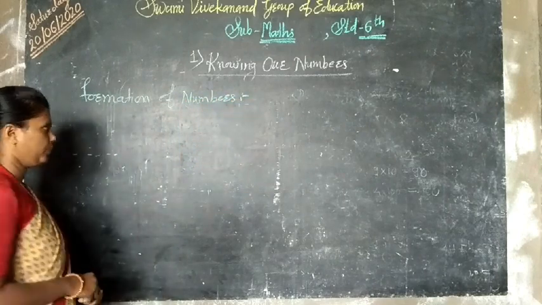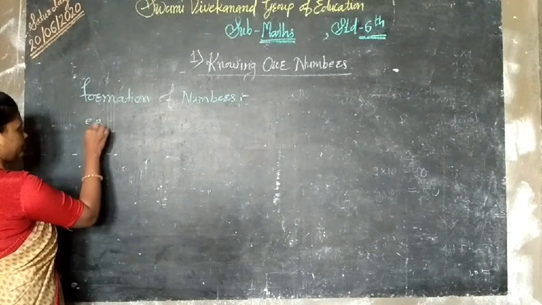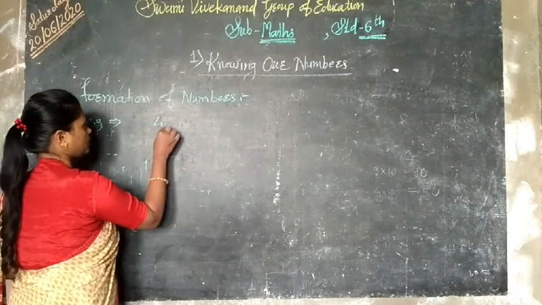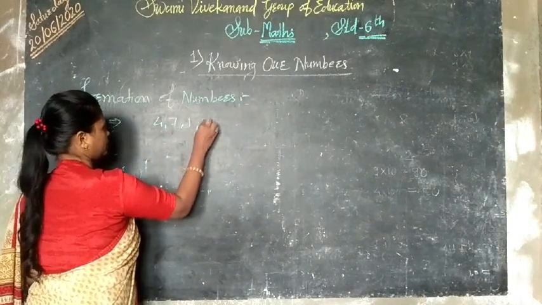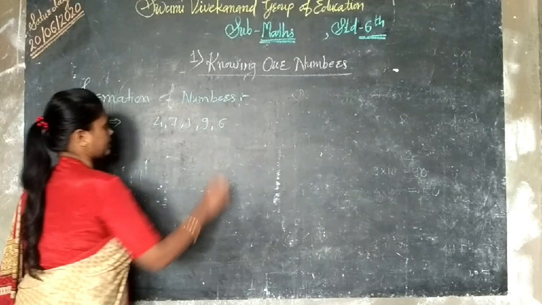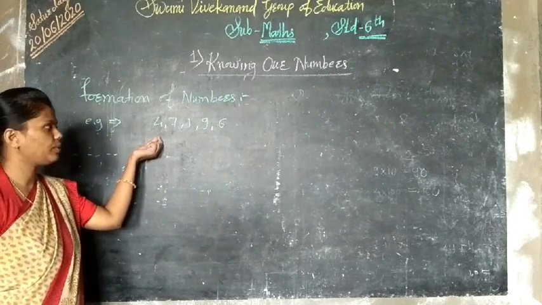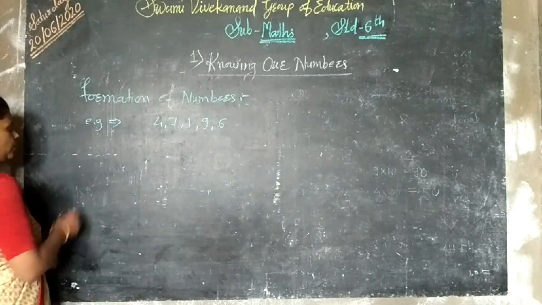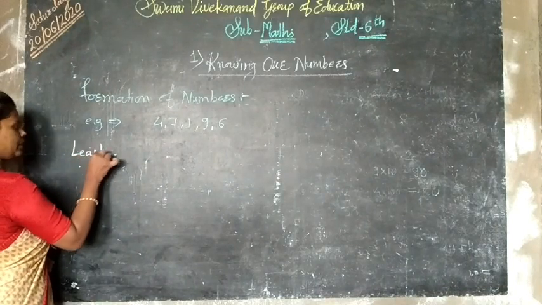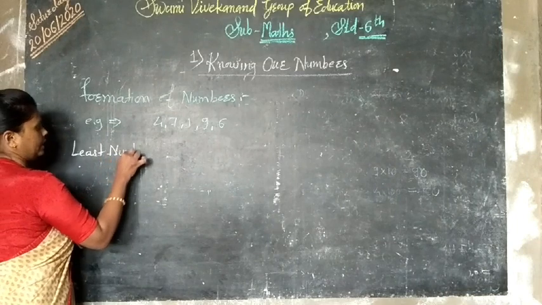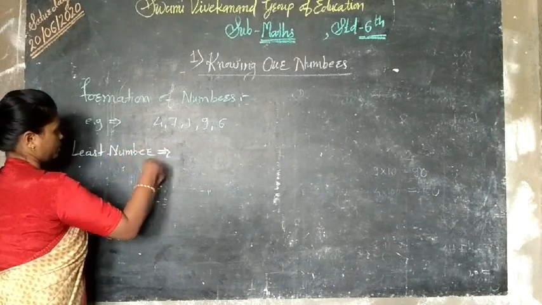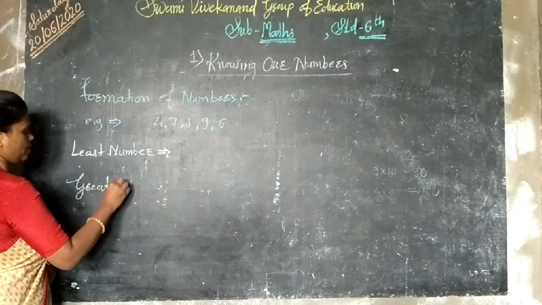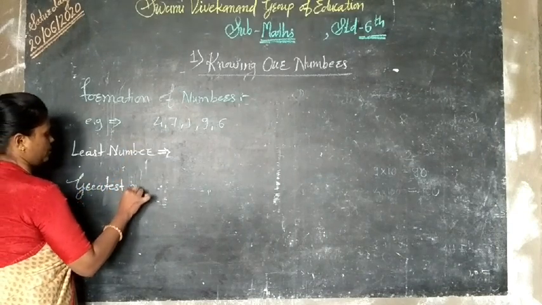Okay. Now here is one example. See, there are 5 digits given to you. These are 4, 7, 1, 9, 6. From these 5 digits, you have to prepare a least number and a greatest number. So, least number means what? Least number means the smallest number you have to prepare. As well, you have to prepare a greatest number from the same digits provided to you.